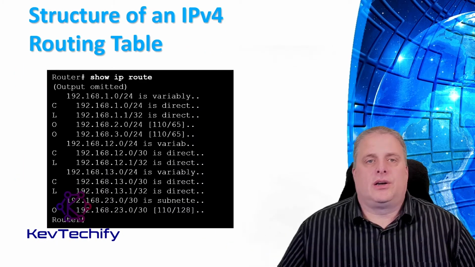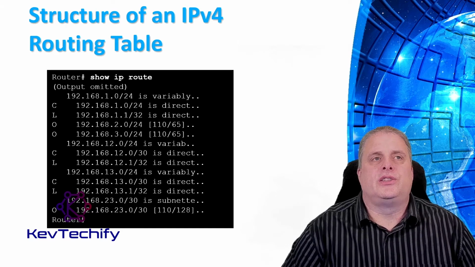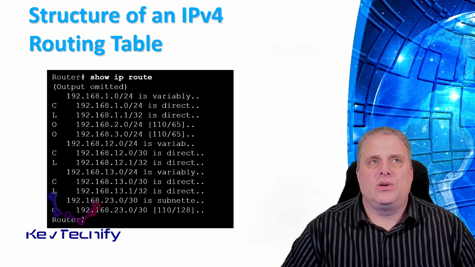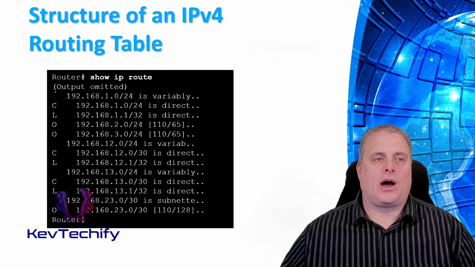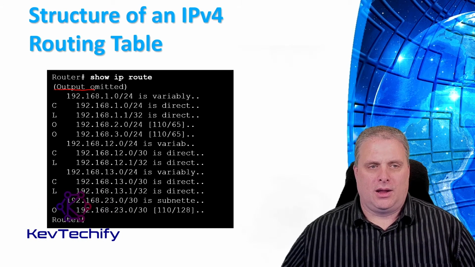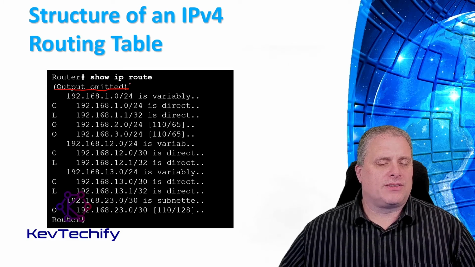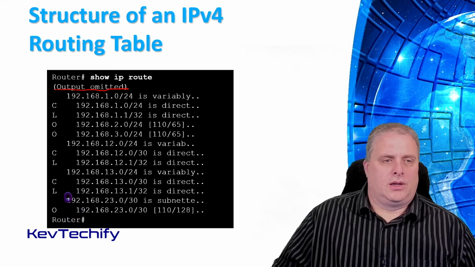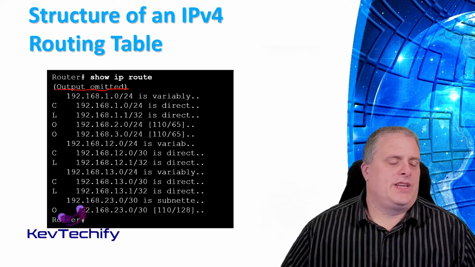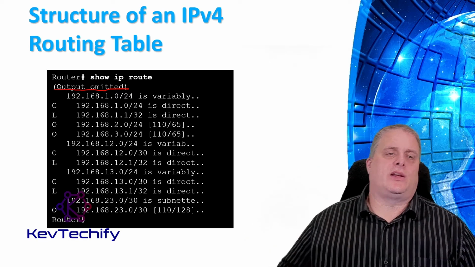Looking at the structure here of an IP version 4 routing table, a couple things to notice. Cisco in its examples a lot of times puts "output omitted" up here, where it was the codes and several other pieces of information. When we look at this table, we're going to notice we have what we call parent routes and child routes.